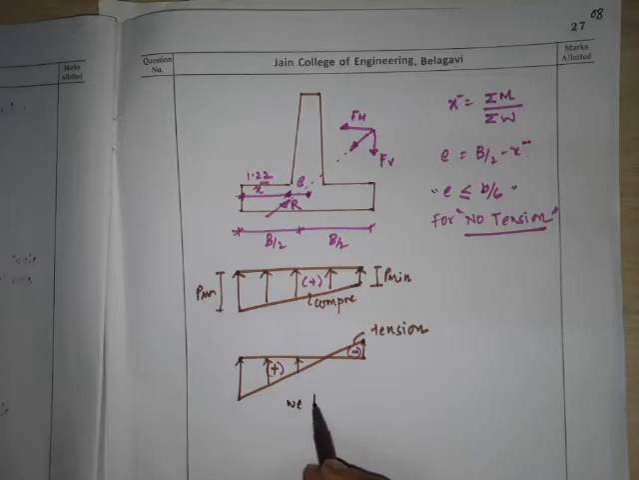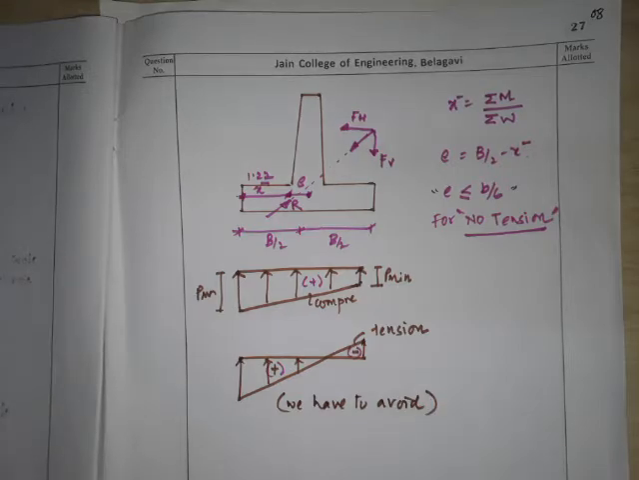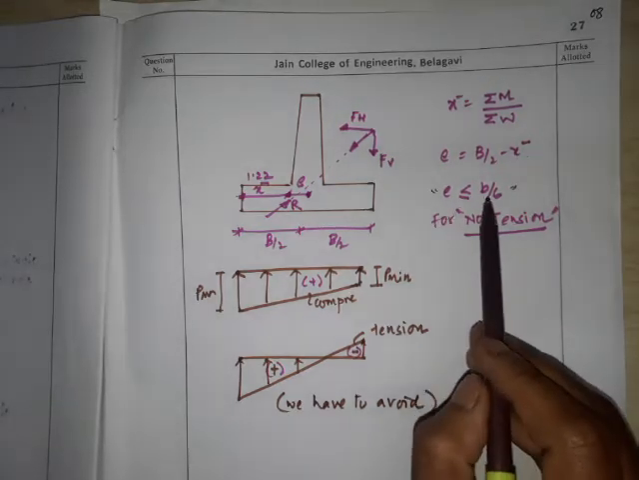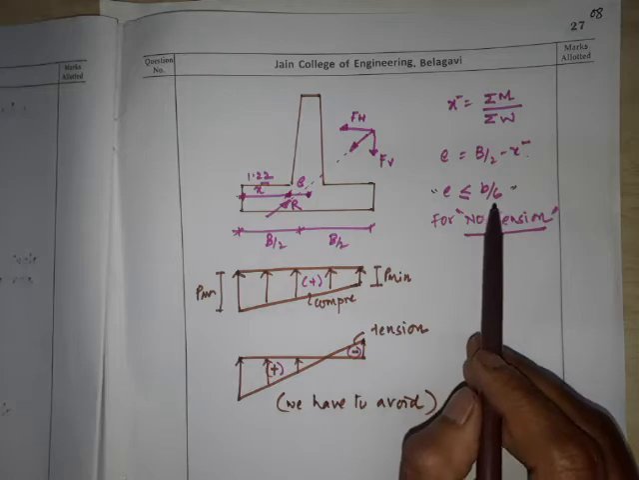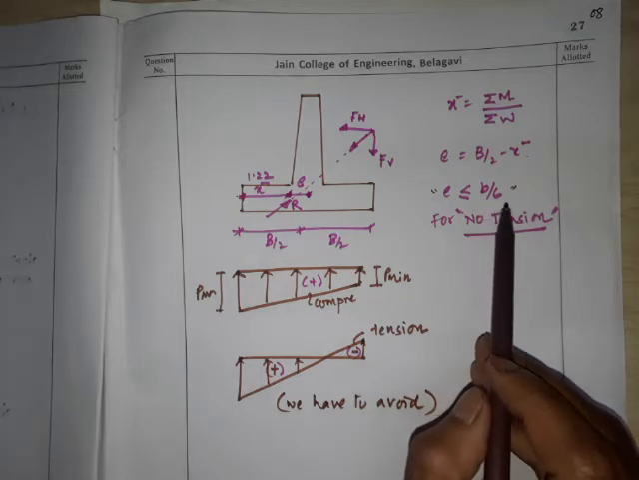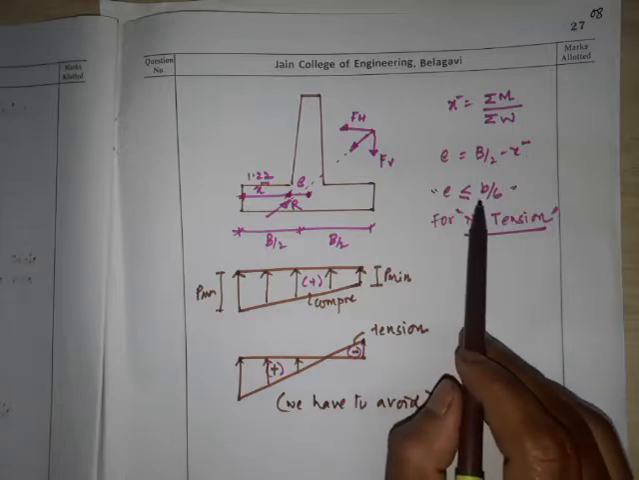So we have to avoid this, totally we have to avoid. In case you get E more than B by 6, you have to revise the design. That is very important. So in any case, E should be less than or equal to B by 6.